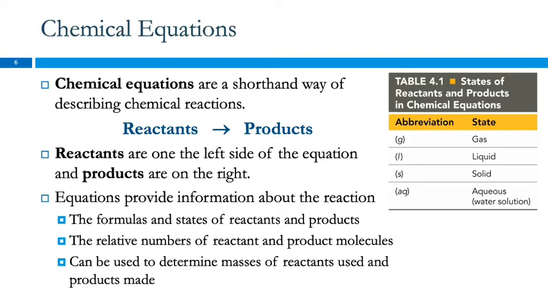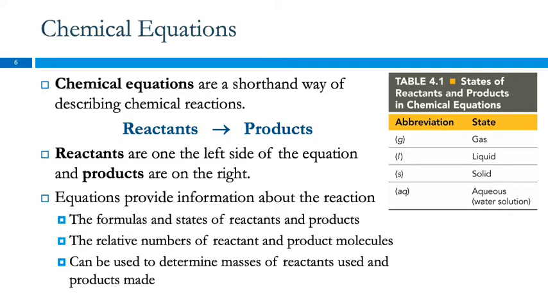A chemical equation is a shorthand way of describing a chemical reaction. The general pattern here is we list the reactants, the different chemicals that are reacting with each other. These are the things we're starting with. And then there's an arrow that shows the reactants are going to the products. And these are the things that are being produced. So the reactants react to produce the products, right?